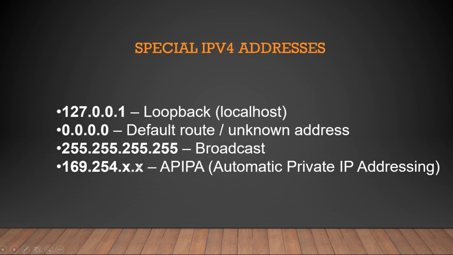Next, special IPv4 addresses. Sometimes we want to use certain IP addresses by default. For example, if you have used a MySQL server, it takes 127.0.0.1 by default. That is the loopback address, localhost. 0.0.0.0 is the default route, an unknown address. 255.255.255.255 is the broadcast address, and 169.254.x.x is APIPA, Automatic Private IP Addressing.